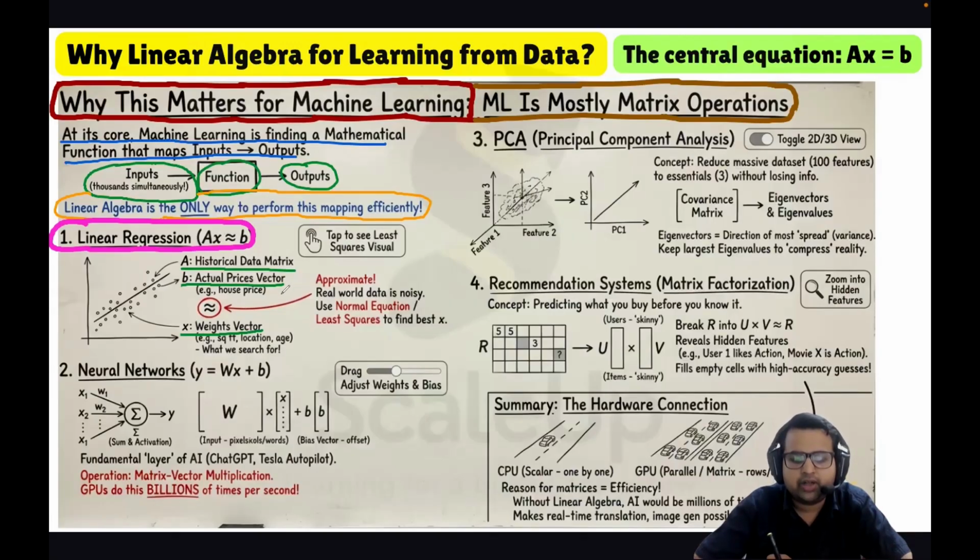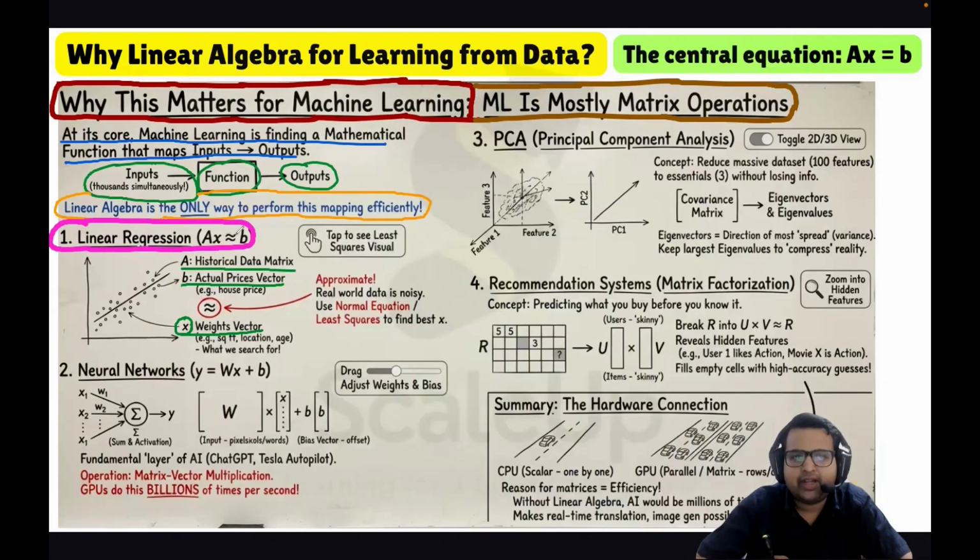In the real world, a perfect solution usually does not exist because the data is noisy. So in linear regression, we are searching for x. We are solving this equation to find the unknown x, because B we know, capital A we know, and x we are finding.